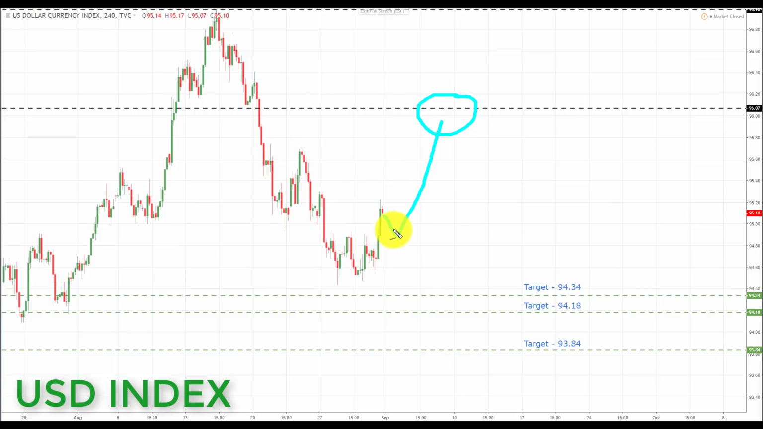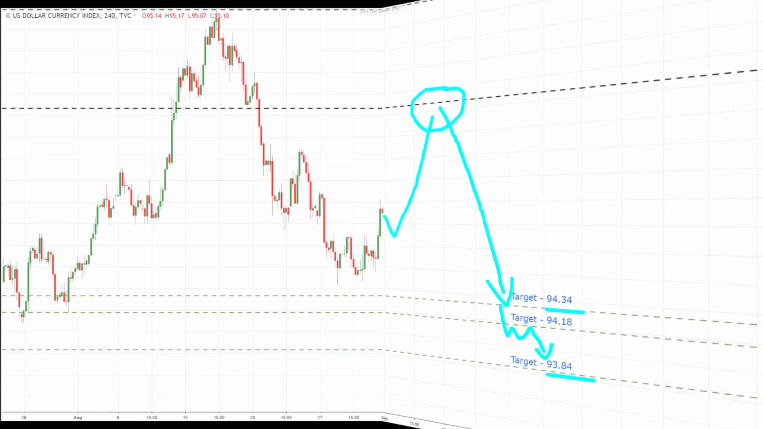But in terms of technicals, if we can get a pullback and a retest of the 96.07, this is going to be a great place we can once again start to look for bearish formations and patterns. We're going to be looking at initiating shorts down towards the next key area of support to the downside in the target set, the 94.34. If we get a breakthrough here, and in this case we would need a breakthrough the 94.18 as well, we'll be looking for the next key area of support to the downside in the target set at the 93.84.